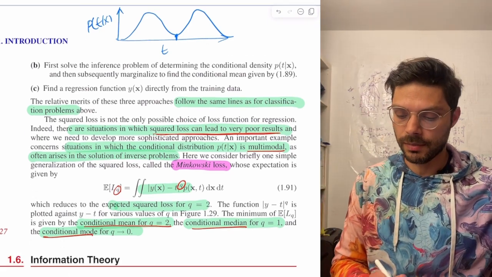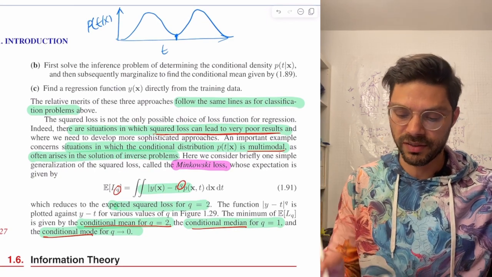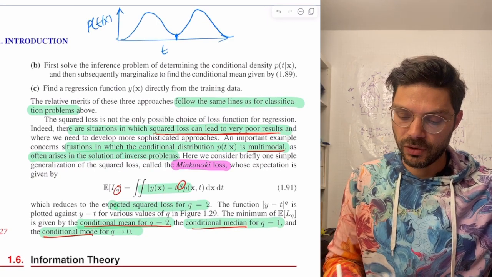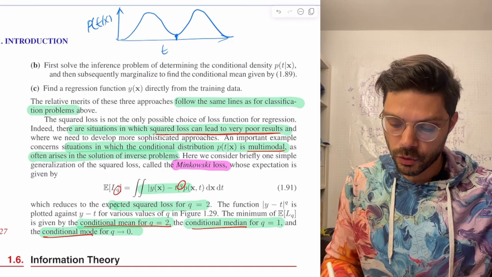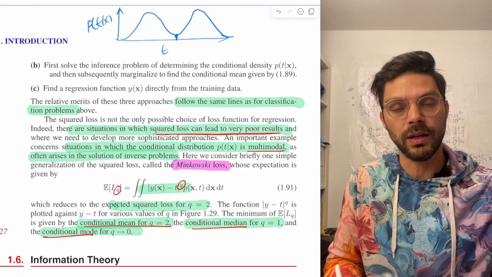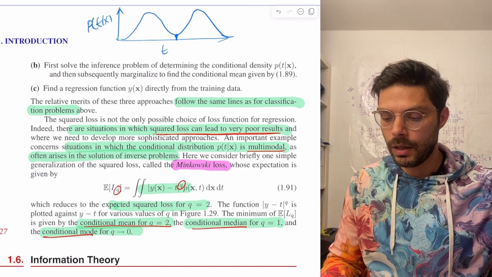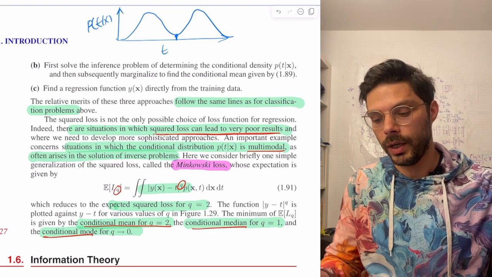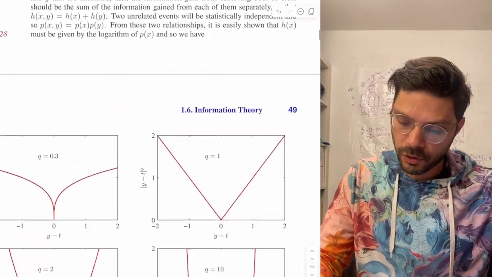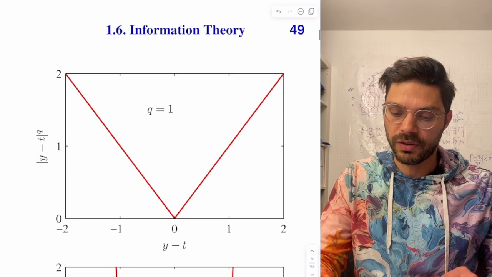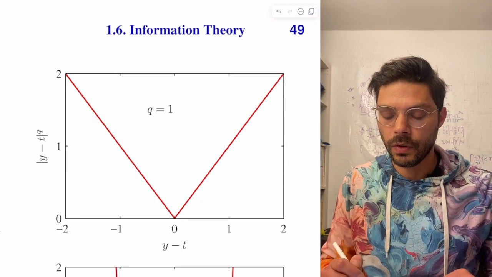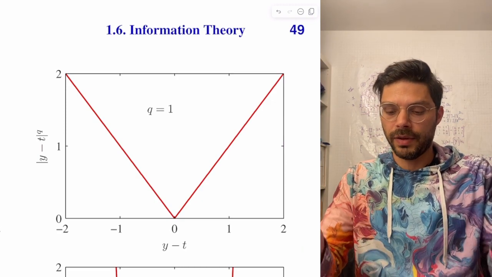I think there's some exercises about this, but it's actually fun to work it out yourself. So we already figured out what the regression function is when q is 2, so when we're using a squared loss. But if you use q equals 1, and actually there's a picture of it. So this is what the loss function looks like when q equals 1. You see it just kind of goes up. It's kind of the absolute value kind of thing.